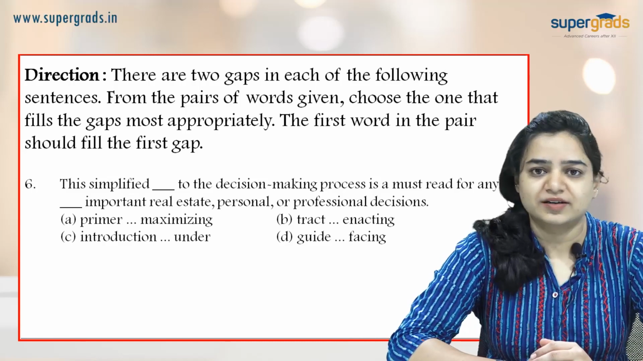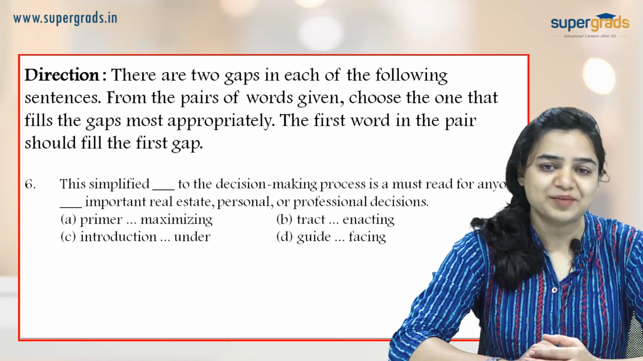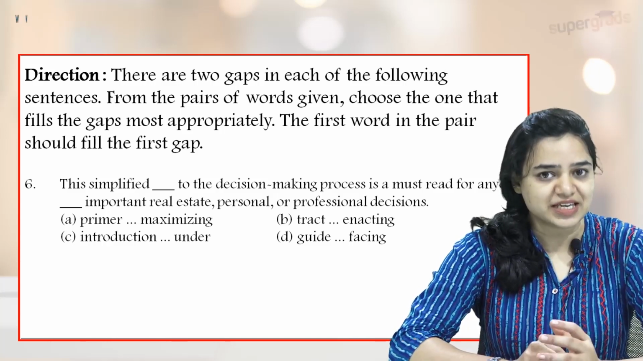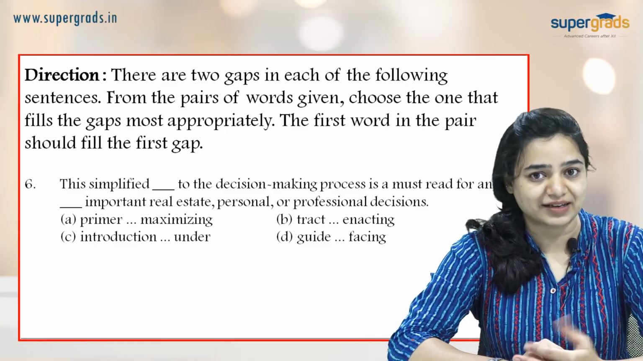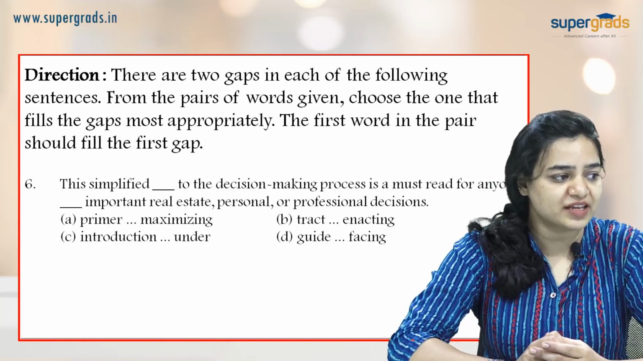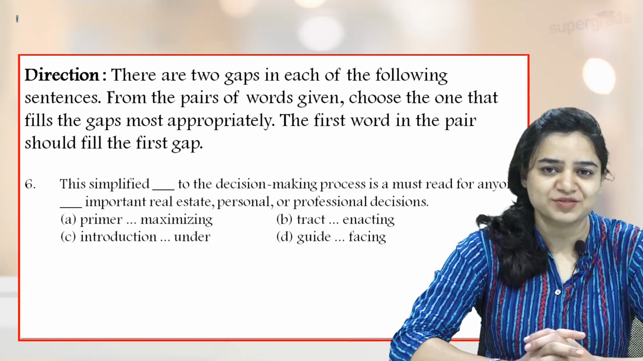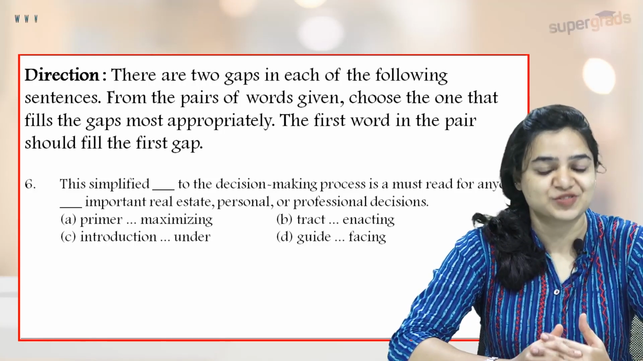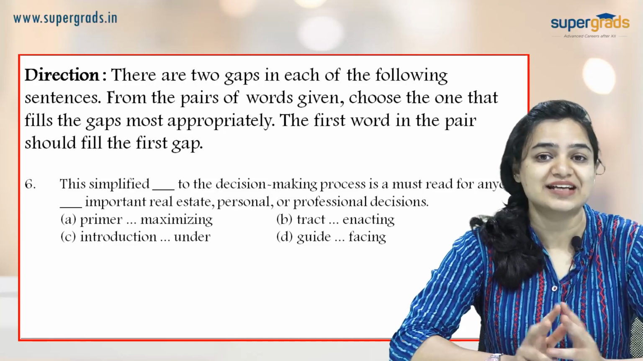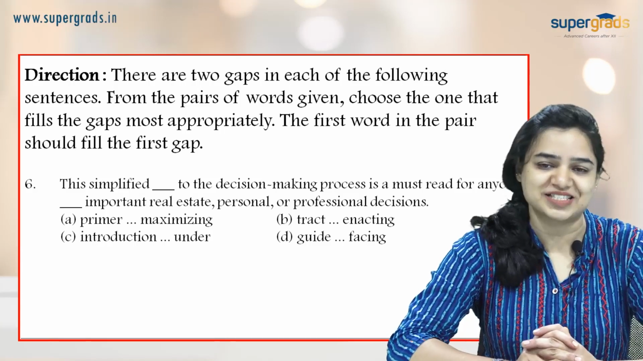So here we are talking about a book which is a very simplified, now it could be a guide, it could be a primer, it could also be a very simplified introduction, right? But if you see the usage in the second blank, now with decisions, what could we use? Could we say that it's a very good book for anyone who is under decisions? No. Who is maximizing decisions? No. Somebody who is facing decisions, for that person, it's a good one. And that is why, keeping the second blank as my deciding factor, I have chosen option D for question number 6.